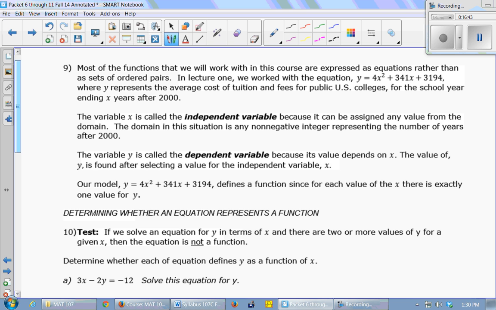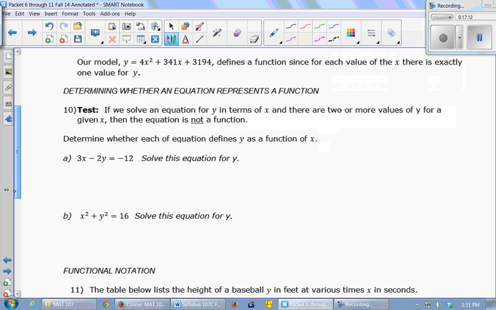The variable X is called the independent variable. You can assign any value you want to X from the domain. And the domain in this situation is any non-negative number, right? That would represent the number of years after 2000. The variable Y is called the dependent variable because it depends on X. The cost of tuition depends on what year it is. And the value of Y is found after you select a value for X.